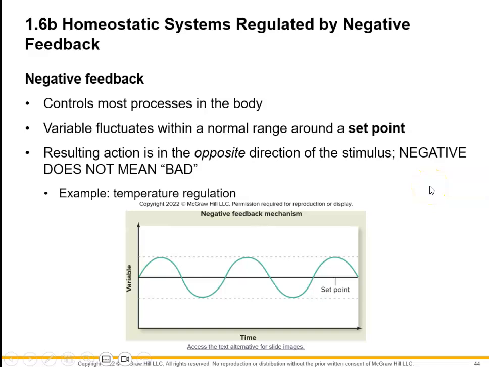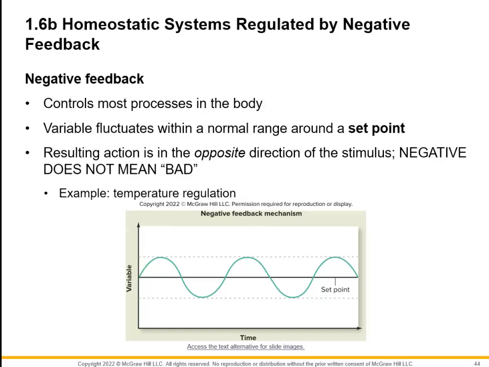Now, most of the homeostatic conditions in the human body are regulated by something called negative feedback. Now, first things first, guys. Negative feedback does not mean bad feedback. Now, let's say you failed a test and your instructor wrote, "Joe, you didn't do well on this test and I don't think you're ever going to pass this course." Well, that's bad feedback, right? That's not negative feedback. That's not what this means. Negative feedback results in an action moving something in the opposite direction of the stimulus.